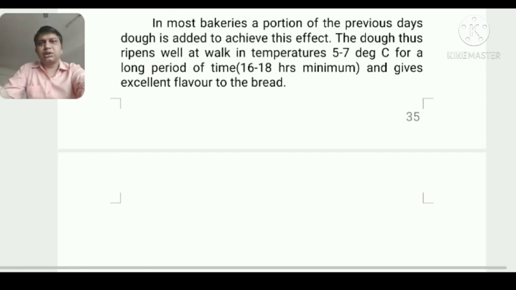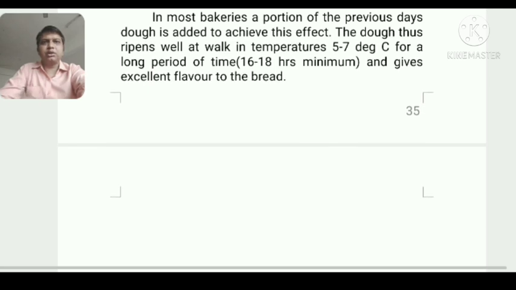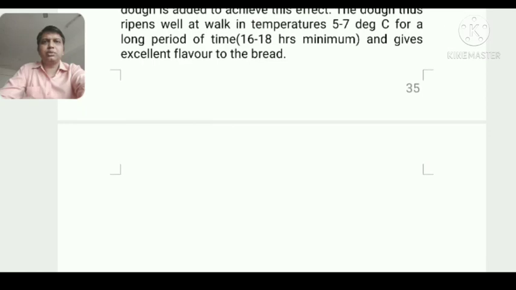As we have discussed in the history, there is a process where they used to keep a fermented dough overnight, and the fermentation occurs, and they use that dough for the next batch so that they get the perfect fermentation process. The same process is followed here.